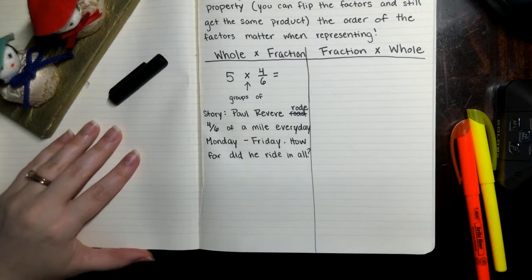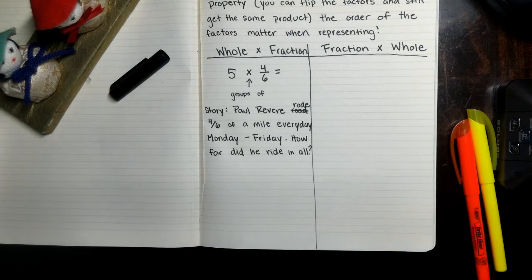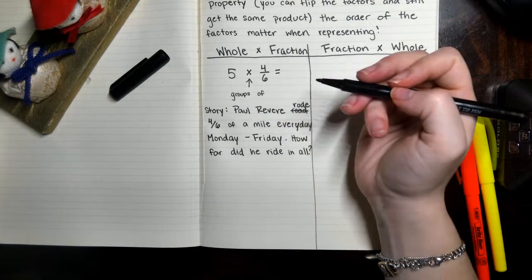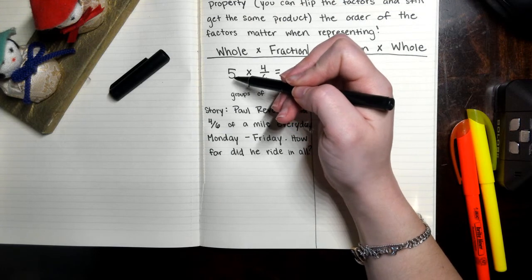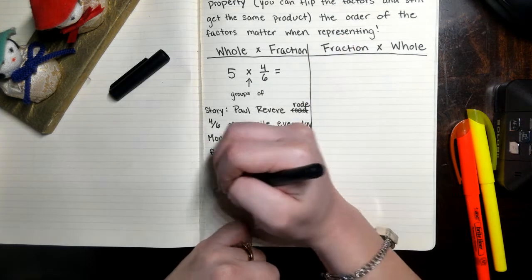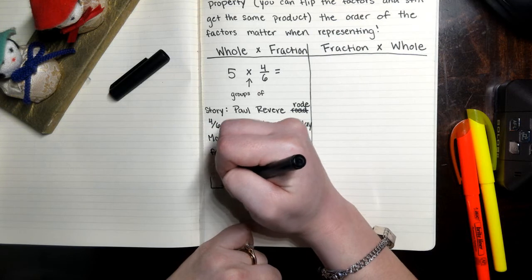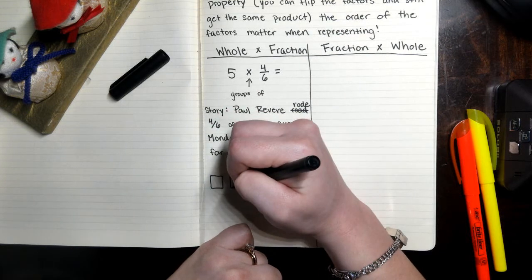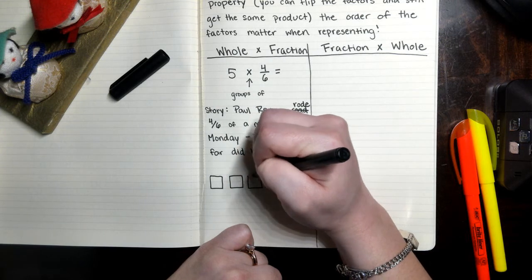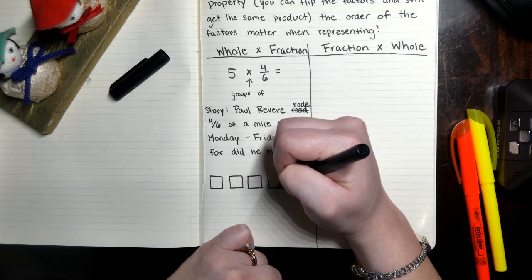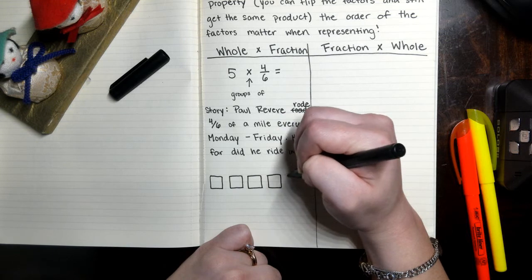So we can show that by using a model. The model would include this first, the 5 first. So I'm going to draw the 5 first. I'm going to draw just 5 squares, rectangles, whatever, circles, whatever shape you want, really. I'm going to draw 5 of them.